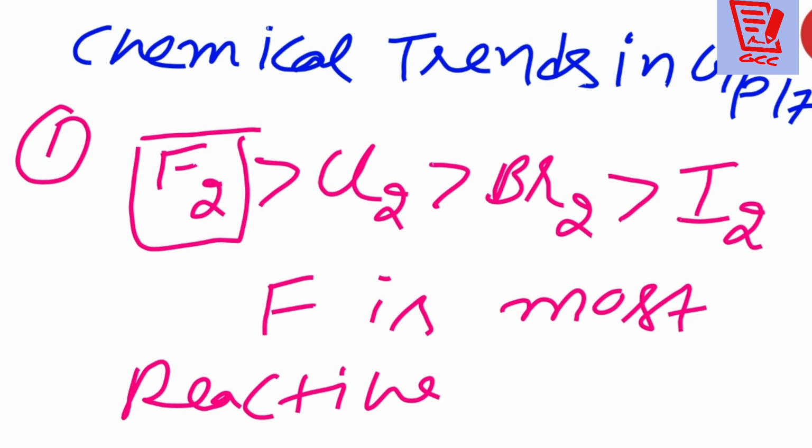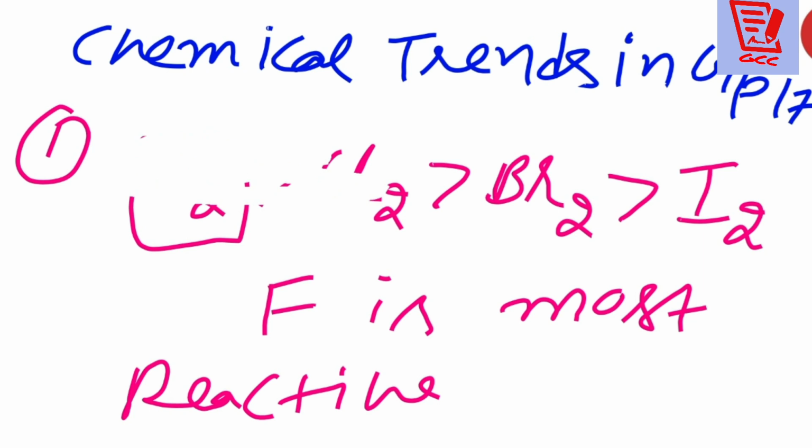But I think you know very well why the reactivity decreases down the group. We have done this in group number 16 also, because electron gain enthalpy usually decreases. That is why their reactivity decreases. Clear?